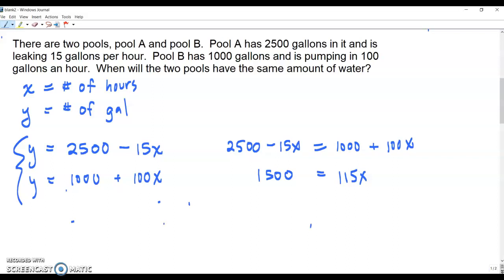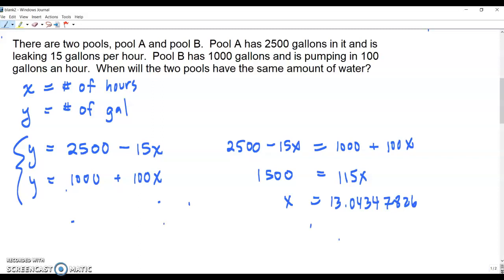I'm going to need a calculator for this. And it's not going to be a pretty number, but x equals 13.043. I'm just going to write all the digits I see. I know my calculator's rounding it slightly. It's going to take approximately 13 hours for the two pools to be equal.